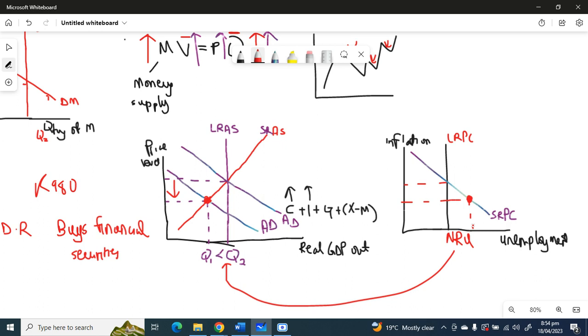So when the central bank has done the expansionary monetary policy, when aggregate demand increases, what happens is we have a movement of this point on the Phillips curve, point A to point B, right? So what it's telling us, as we can see, when the aggregate demand shifted, the price level rose.